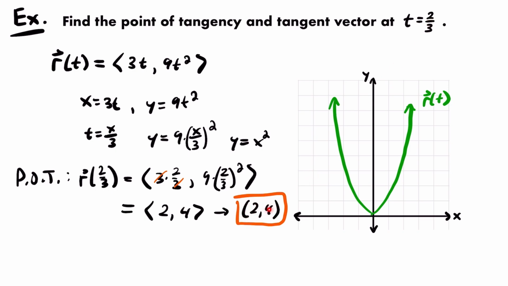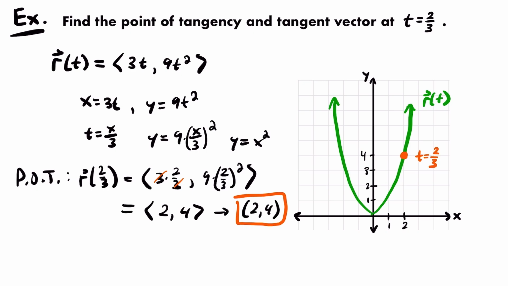That is the terminal point of the vector we got when we plugged that value of t into the vector function. So let's plot that on the plane curve here. If this is x equals 1, x equals 2, and this is y equals 1, 2, 3, and 4, then our point 2, 4 would take us right here. That would be the point along this plane curve that we are working with, where t equals 2/3.